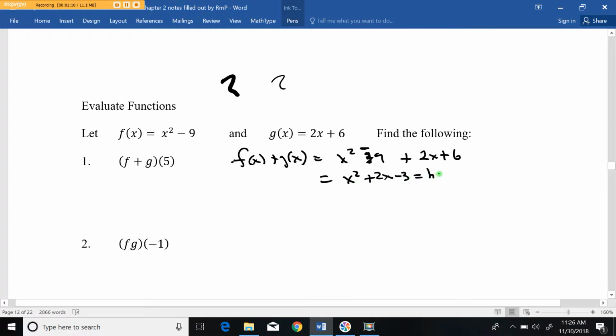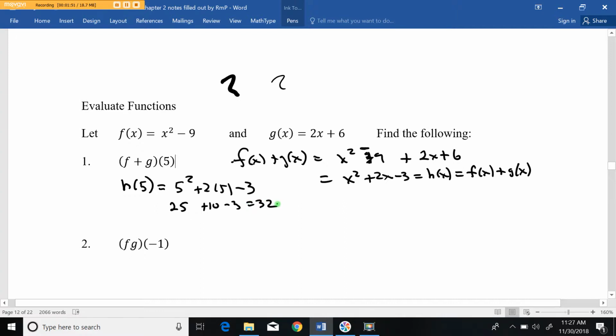We can call this a new function, h of x, which is equal to the sum of these two, f of x plus g of x. So really what we're looking for is h of 5. Just like f of x means take x and put it into this function, h of 5 means take 5 and put it into this function. That's going to equal 5 squared plus 2 times 5 minus 3, which is 25 plus 10 minus 3. 35 minus 3 is 32. We get a numerical value out of that.